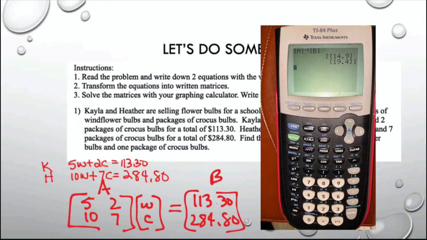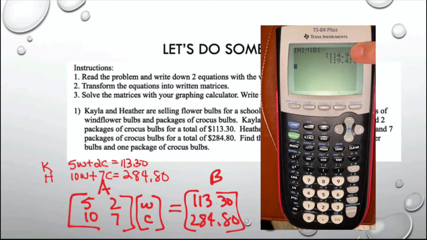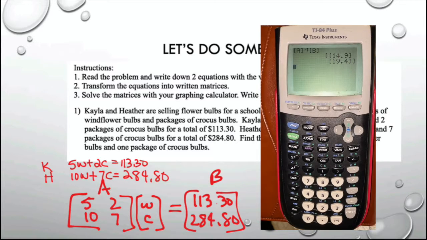Now we're not going to turn this one into a decimal since this is a word problem. We're just going to leave it. And so we'll have $14.90 and $19.40.